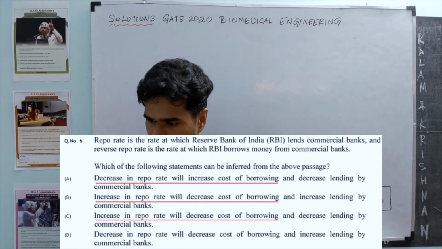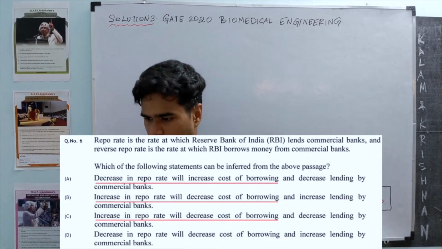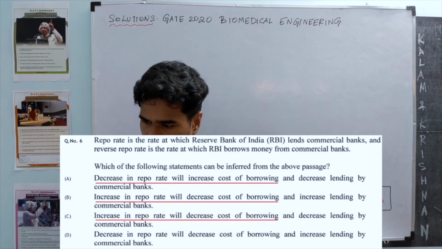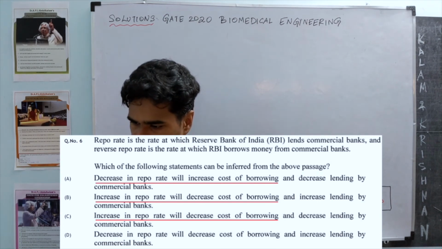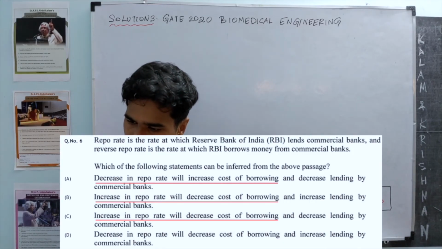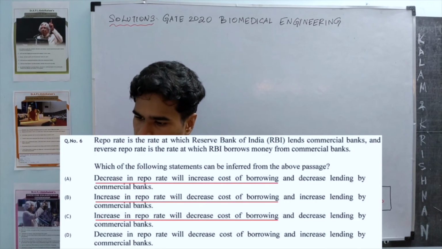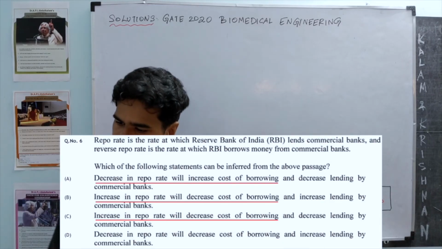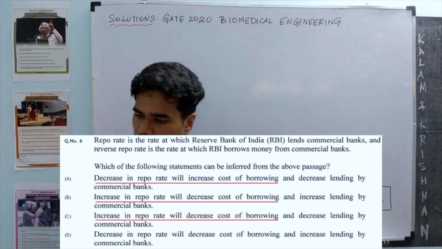Sixth question, again it's on inference from a text. Repo rate is the rate at which Reserve Bank of India lends to commercial banks, and the reverse repo rate is the rate at which RBI borrows money from commercial banks. Which of the following statements can be inferred from the above passage?